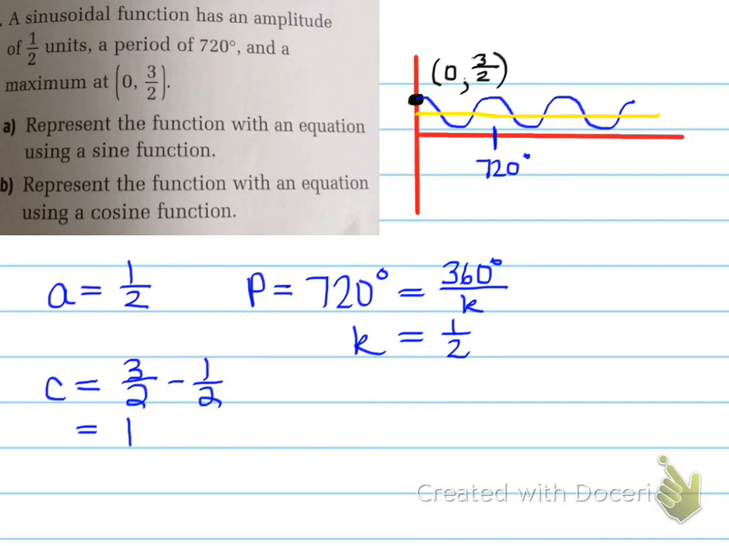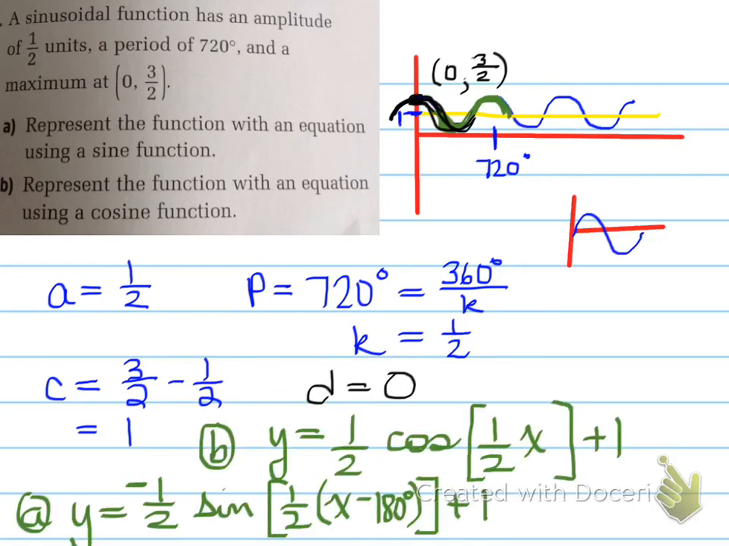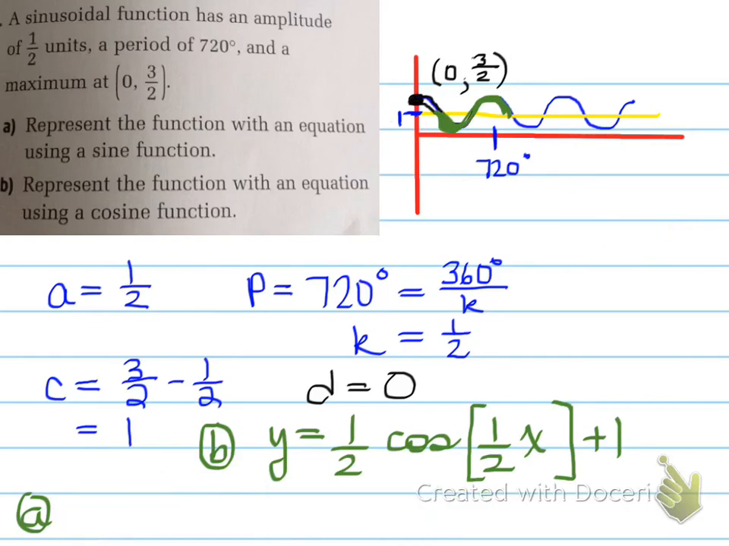Our C value is 1. Our A value is 1/2. Our K equals 1/2. And for our cosine equation, let's just go backwards a bit. We have our cosine, y equals 1/2 cosine 1/2 of x.